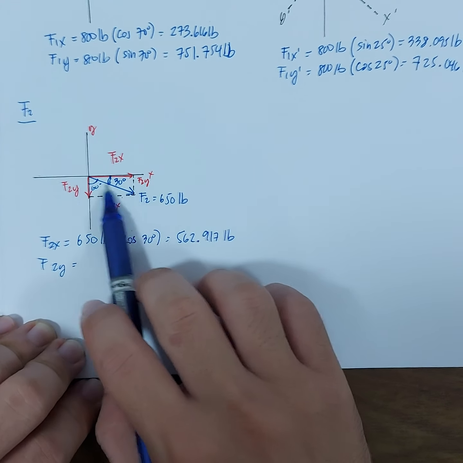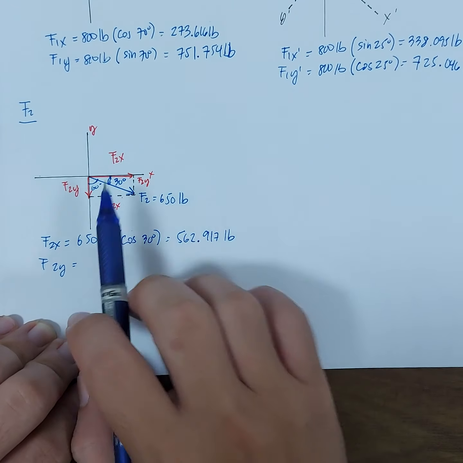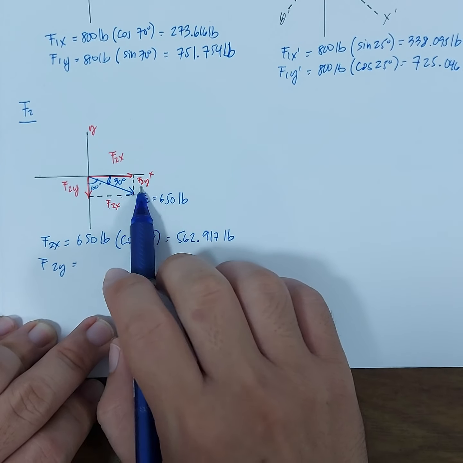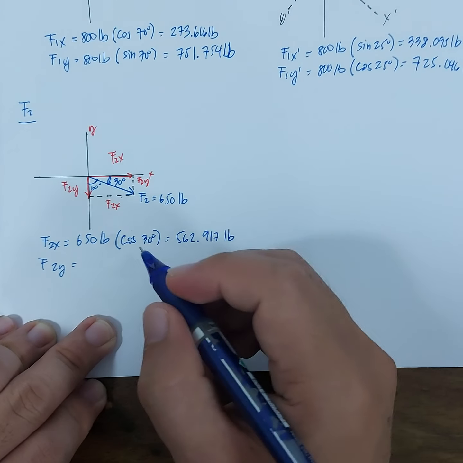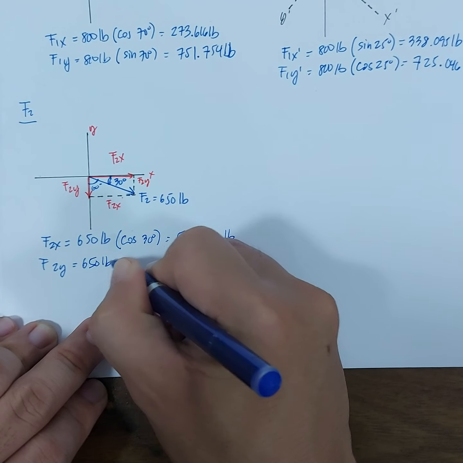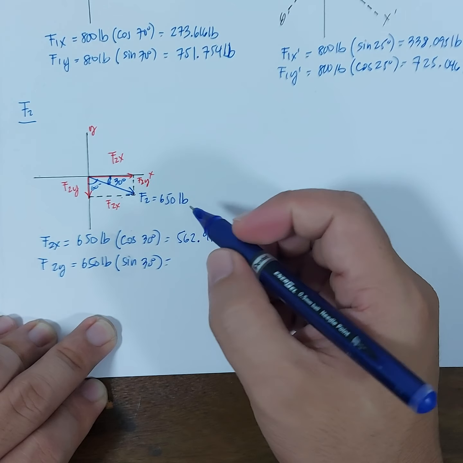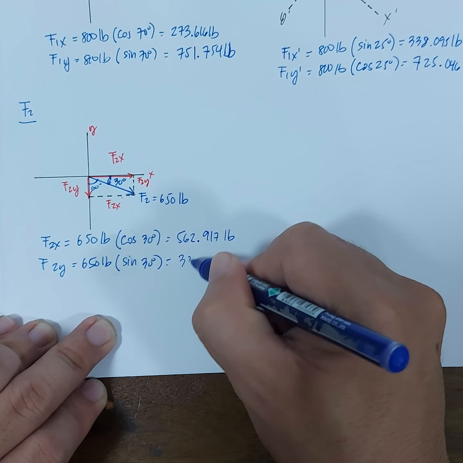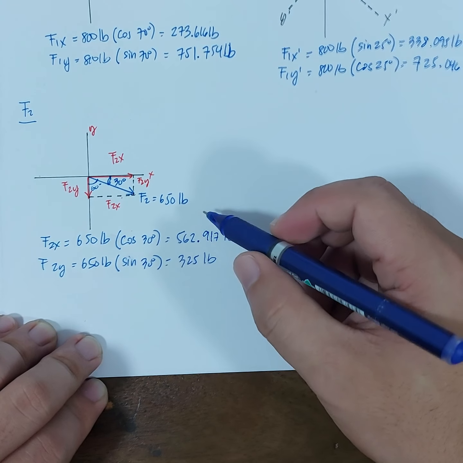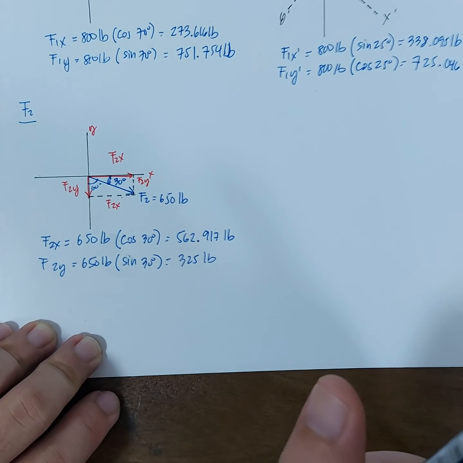Okay? And then F2y, so F2y natin is the opposite side. If you're going to consider this triangle, F2y is the adjacent side. So, since we are analyzing this triangle, so the opposite side siya, which means we're going to use the sine function. So, we have 650 pounds times sine of 30 degrees. That is equivalent to 325 pounds. So, these are the components along x and y axis of F2.